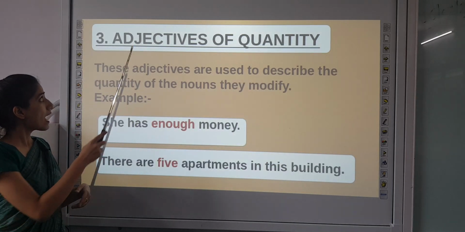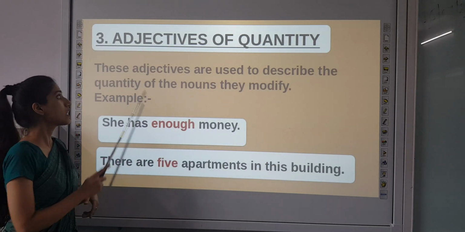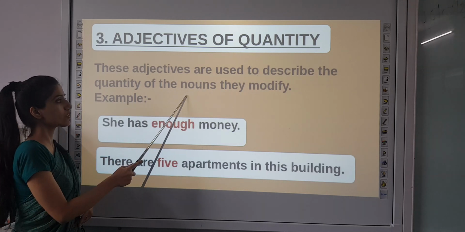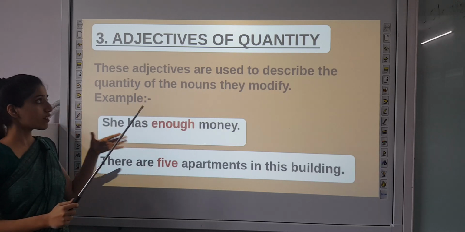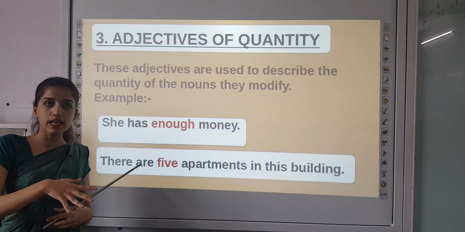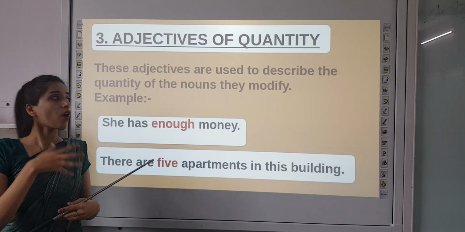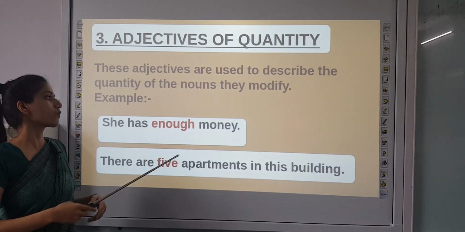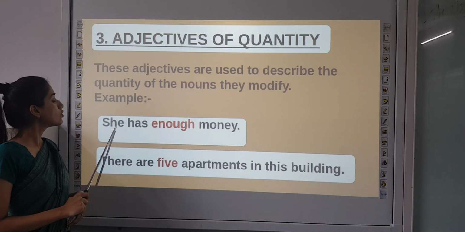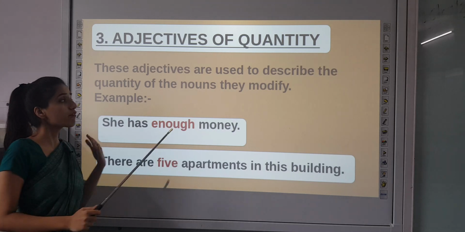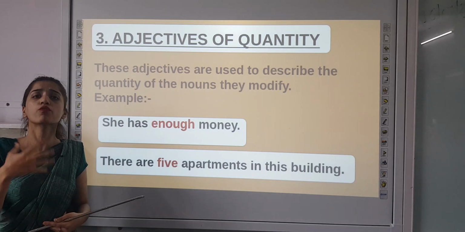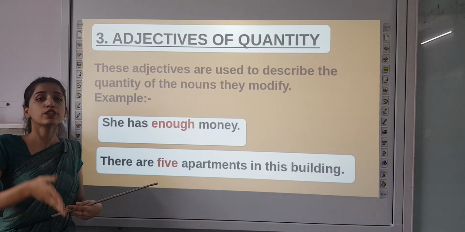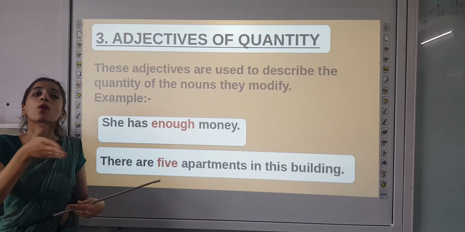Next topic is adjective of quantity. These adjectives are used to describe the quantity of the nouns they modify. So here we are indicating the quantity and the exact number of the nouns we are describing. So let's look at the example. She has enough money. If you have to identify an adjective of quantity in a sentence, what you have to do is question it with how much or how many.